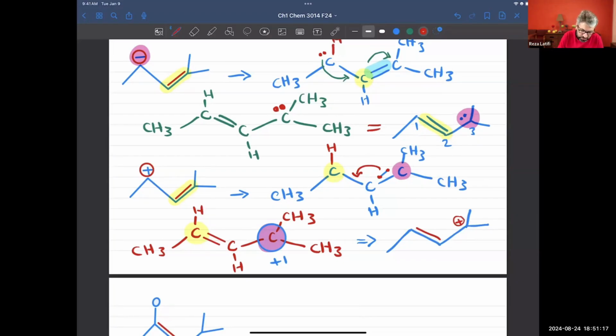Again, this one was the starting structure. This is the secondary structure. And then let me shrink the size here just to make it more clear.